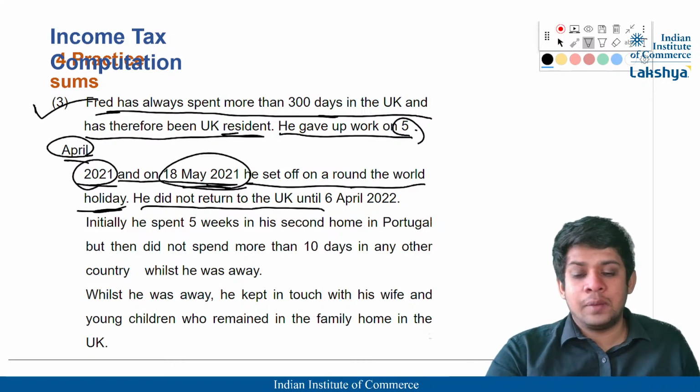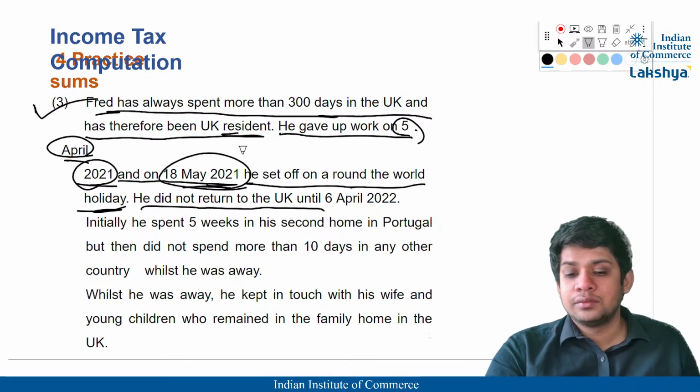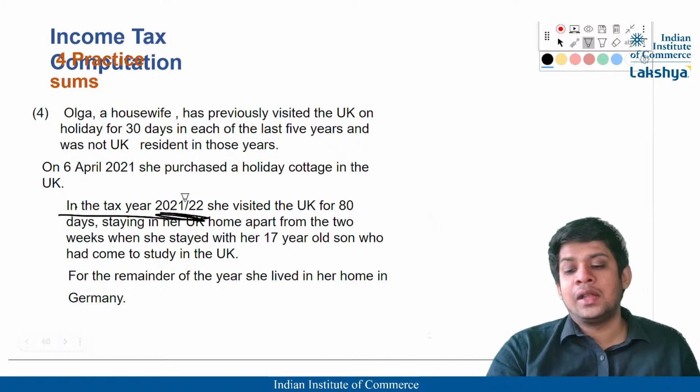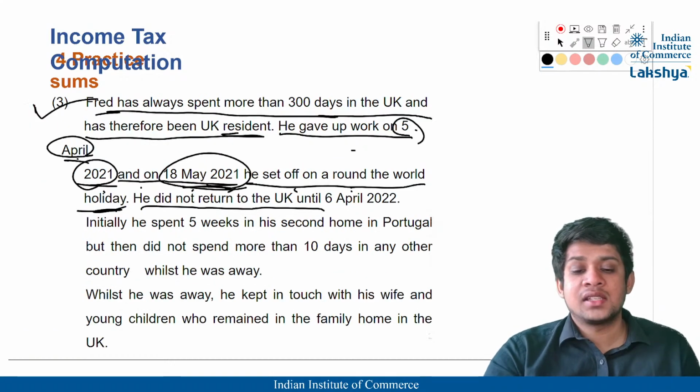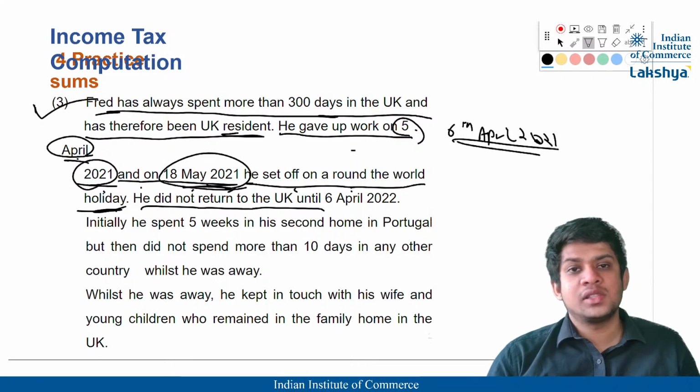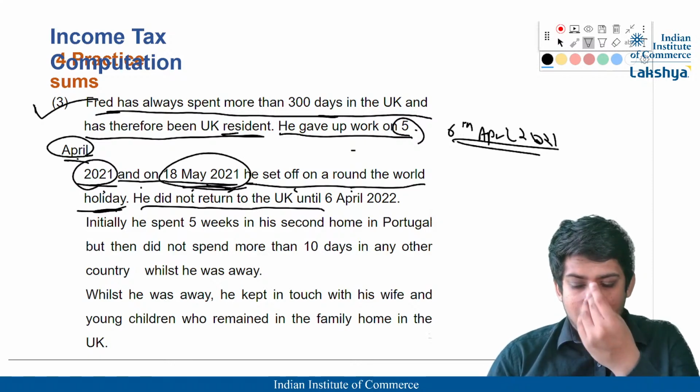He gave up work on 5th April. Correct? Our tax year starts. He gave up work on 5th April 2021 and on 18th May 2021 he set off on a round the world holiday. What do we have to identify? For which year? In the tax year 2021-22, correct? So his tax year starts from 6th April 2021. Okay, his tax year starts from 6th April 2021.